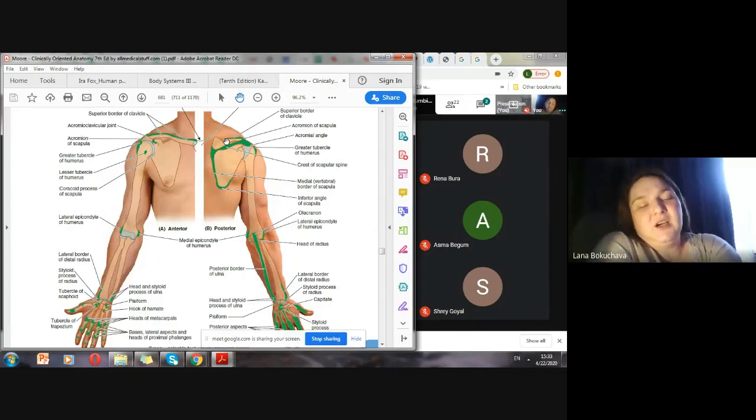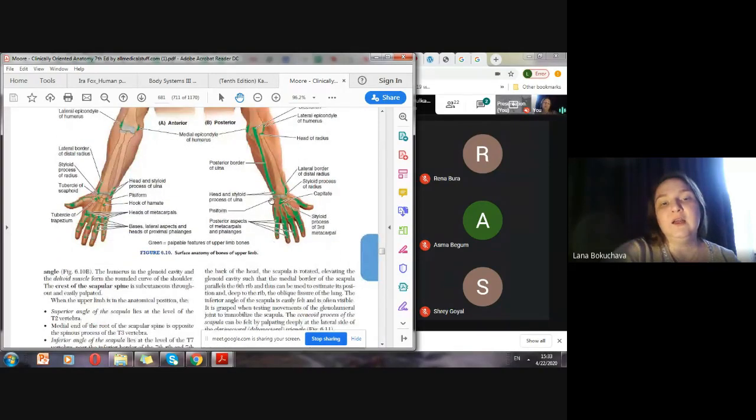Posteriorly, for sure, we can see the scapula with its spine without even palpation. It is very well seen, and the whole borders, I mean the medial border, inferior angle, and the lateral border, are very well seen. Here we also have the posterior border of the ulna. That's how it looks. It can also be very well seen and palpated in this case.